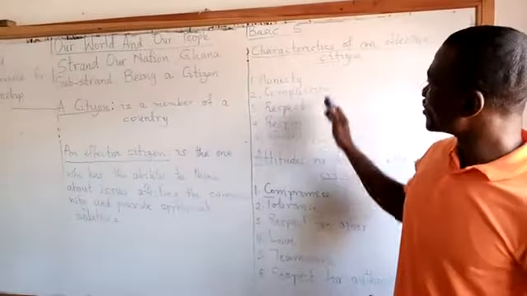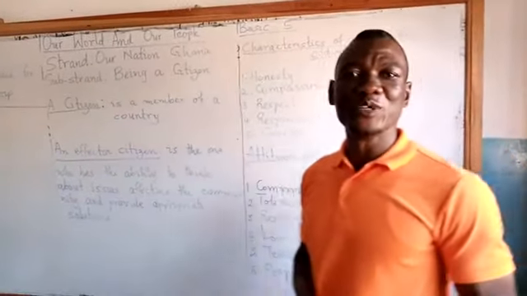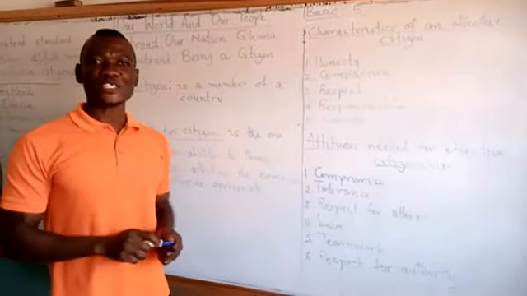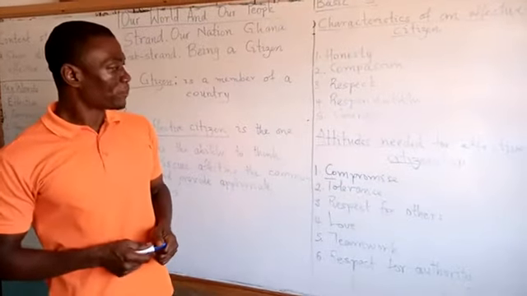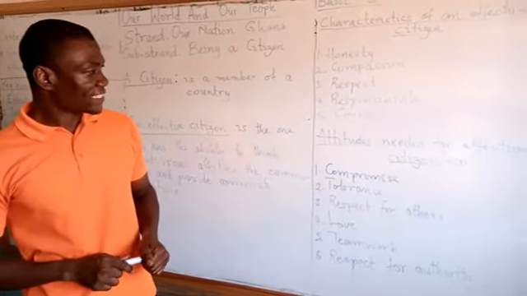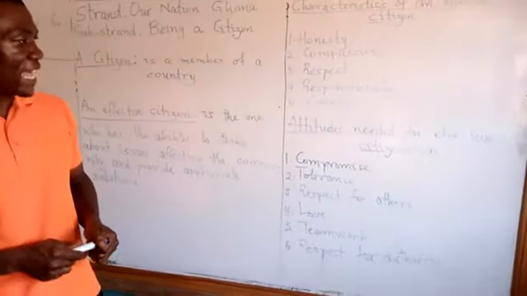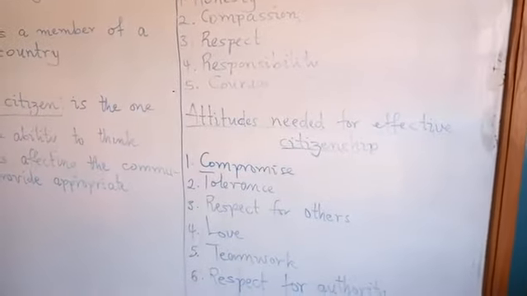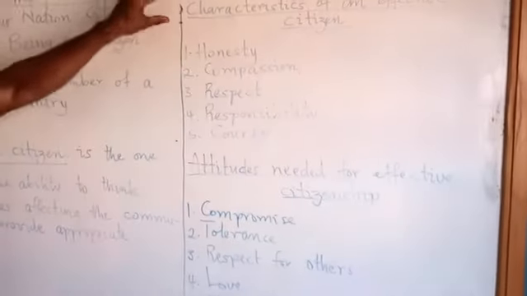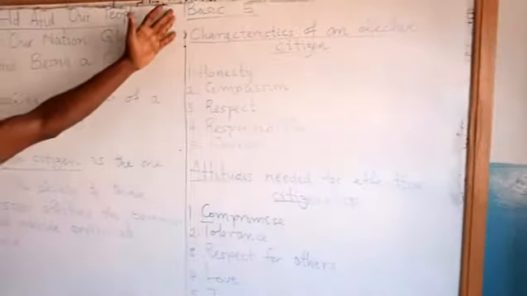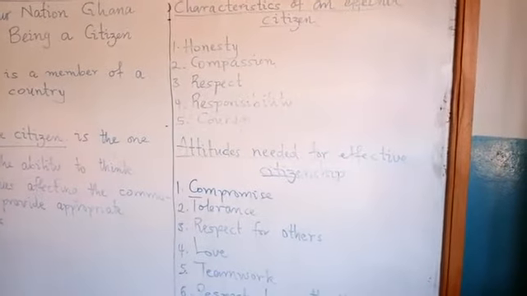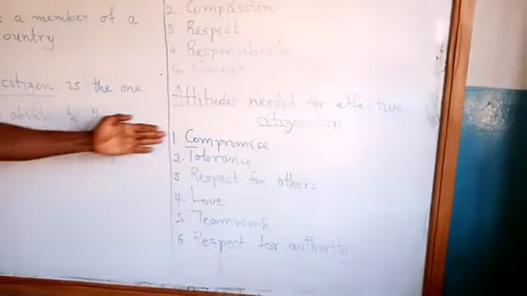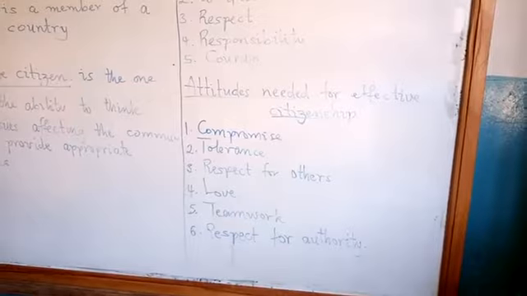I am sure all these qualities can be found in you, right? Okay. If not, then I will advise you to cultivate them. Now let's move on to the next session. Here we want to look at attitudes needed for effective citizenship. Besides these characteristics that you must possess, these are the attitudes that you must portray to show that you are an effective citizen. 1, you must be able to compromise.